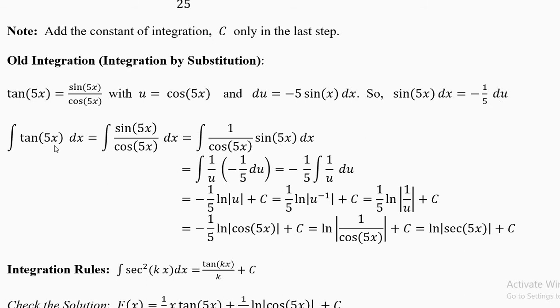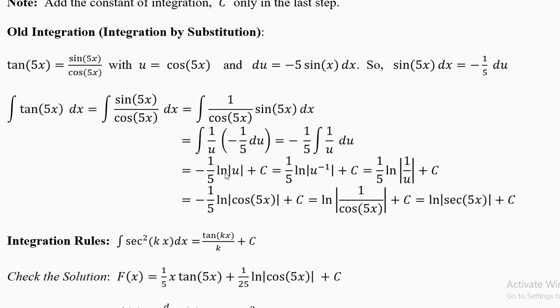So integration of tangent 5x will give you 1 over u into minus 1 over 5 du, because this sine 5x dx is minus 1 over 5 du. This minus 1 over 5 will come out. You will get minus 1 over 5 ln u. Integration of 1 by u is ln u, logarithm natural, plus c, which is minus 1 over 5 ln cosine 5x modulus. We take modulus because over the reals the logarithm of negative numbers is not defined. We have to go to the complex domain.